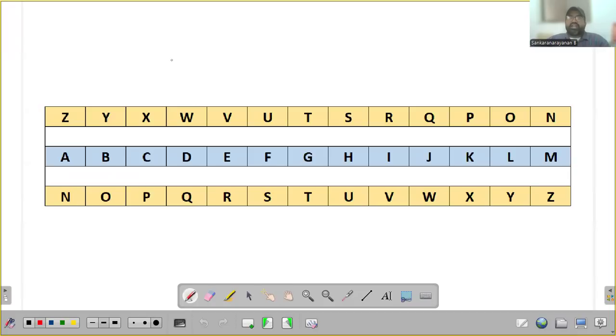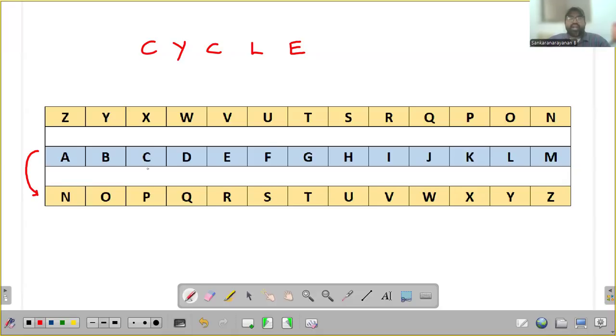You can consider, say, I am going to consider a small word. Let me say, which word can I say? I can consider the word CYCLE.